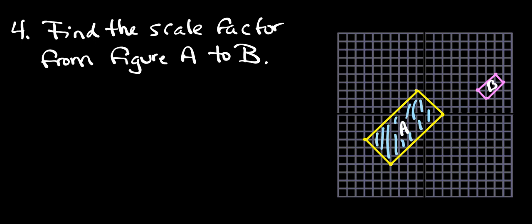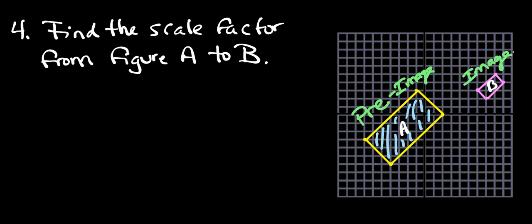Let's go ahead and find a scale factor. So we've got two shapes here. We're going to go from figure A to figure B. So that means that this one over here, this figure A, this would be the pre-image, or the original, and this figure B would be the image, because it says it's going from A to B. So I'm going to go ahead and write that just right above this. So this is the pre-image, and this is the image.